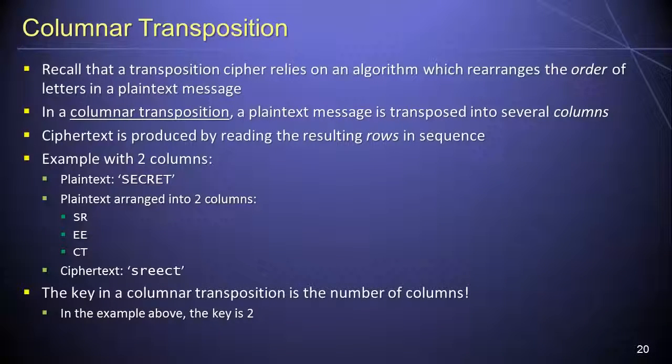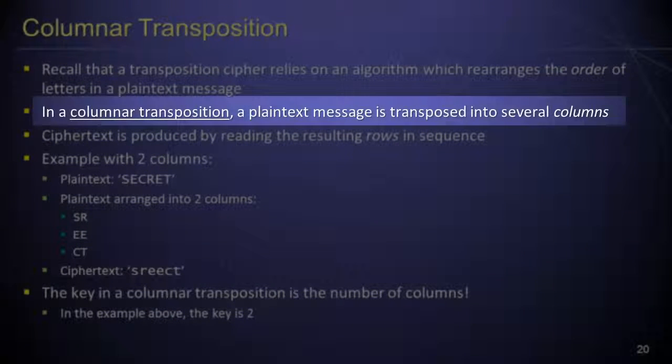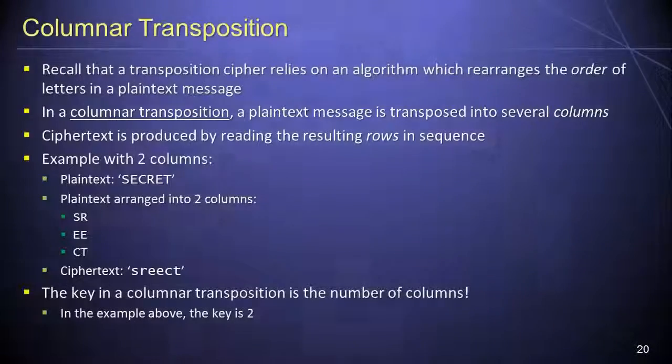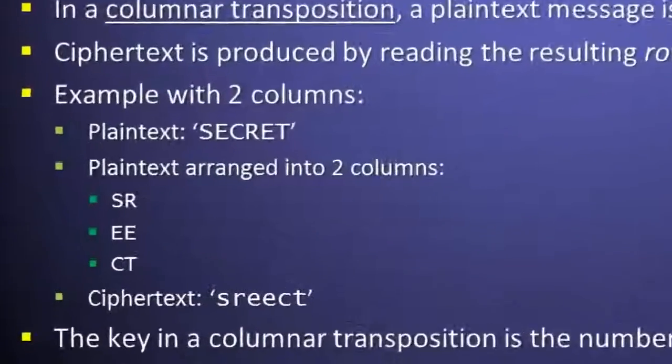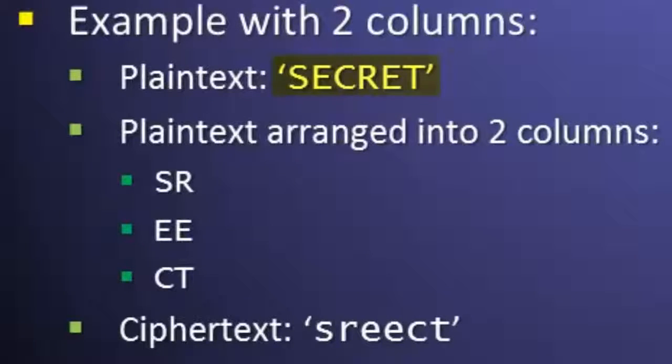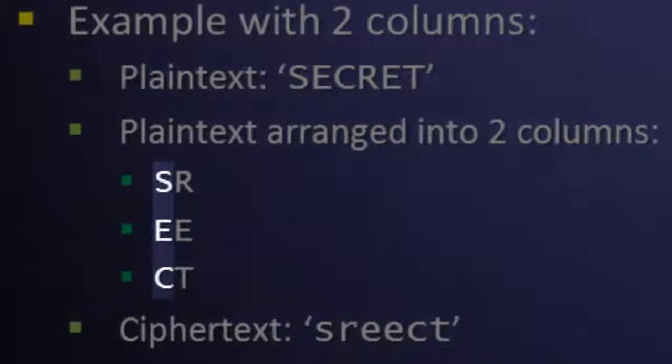Recall that a transposition cipher relies on an algorithm which rearranges the order of the letters that appear in a plaintext message. A columnar transposition cipher is a transposition cipher that works by transposing the plaintext of a message into several columns. The ciphertext version of the message is then produced by reading the resulting rows in sequence from left to right. For example, imagine that we begin with the plaintext SECRET, and that we transpose the plaintext into two columns. The result would be one column which contains the letters SEC, and another column which contains the letters RET.